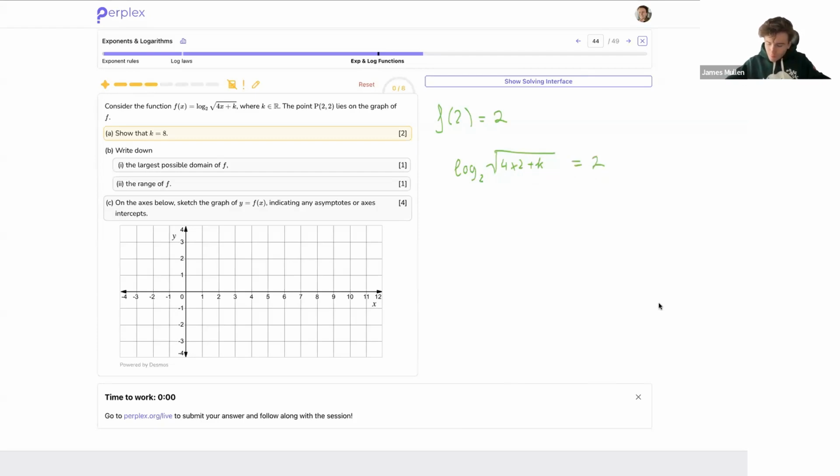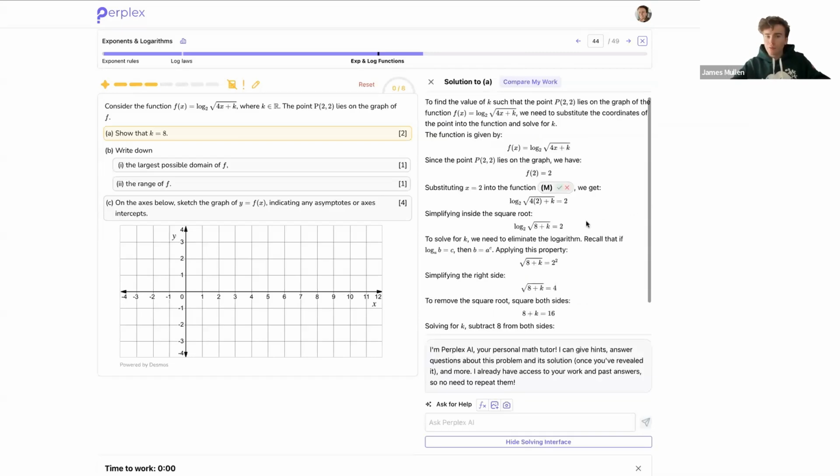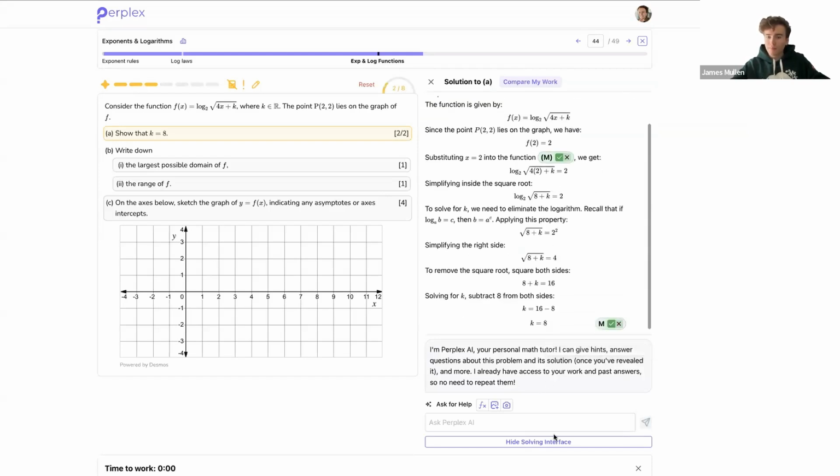In other words, if I raise both sides to the power of 2, I get the square root of 4 times 2 plus k should be equal to 4. So root of 8 plus k is equal to 4, which means 8 plus k is equal to 16. So k is equal to 8. And that's how you would show part A. Let's just check that off quickly in the mark scheme. Yeah, we did that. And we did that.